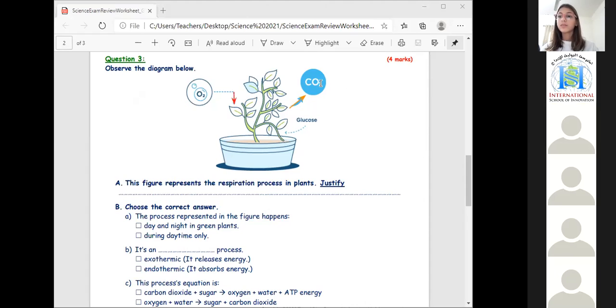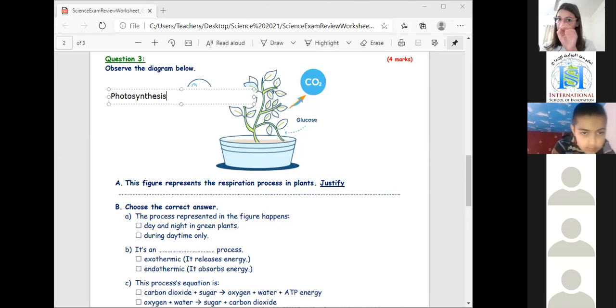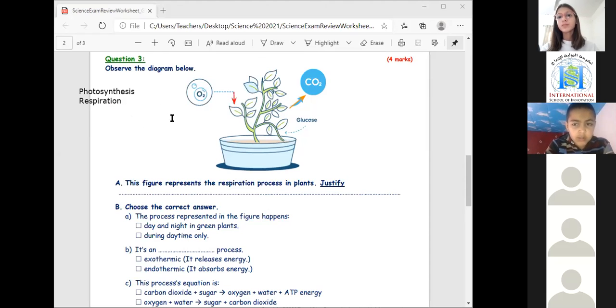So which process is shown right here? Is it photosynthesis or respiration? And you told me respiration. Photosynthesis and respiration are two processes that happen in green plants. Which one is shown in this drawing? Respiration. Why? How did you know, Yahala?